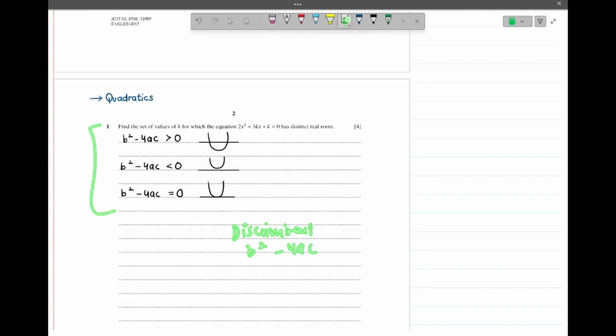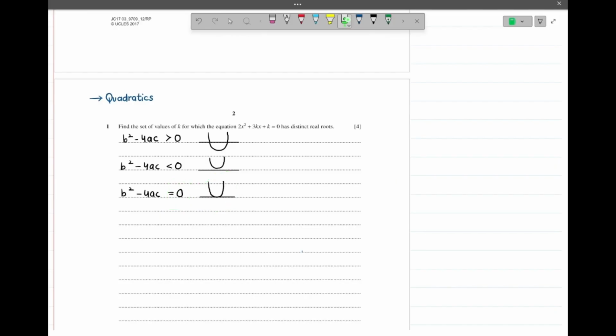I've listed the three possibilities over here. The discriminant can be greater than 0, it can be less than 0, it can be equal to 0. And this depends upon what the question is telling you. If the graph is intersecting the x-axis two times, it's greater than 0, like this. If it's not intersecting even once, it's going to be less than 0, like this. And if it's intersecting just once, only one time, then it's going to be equal to 0, like this.